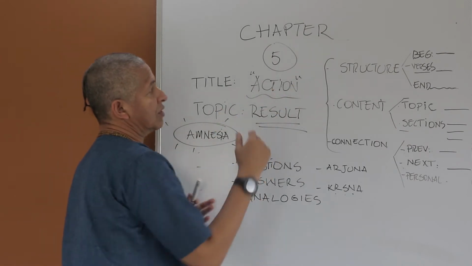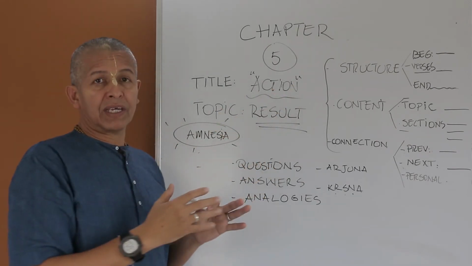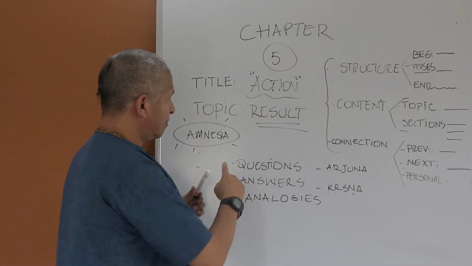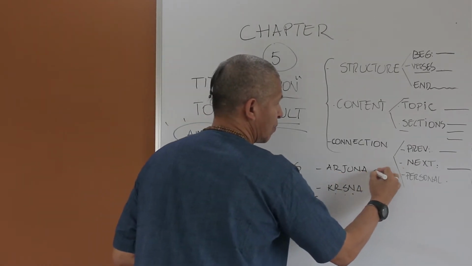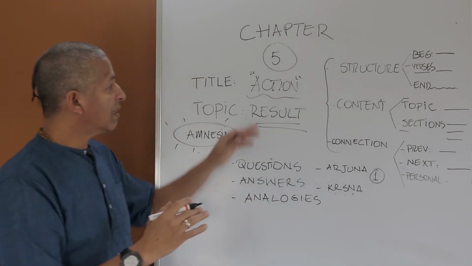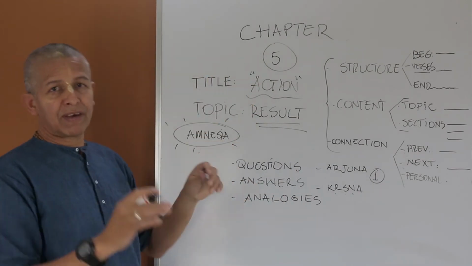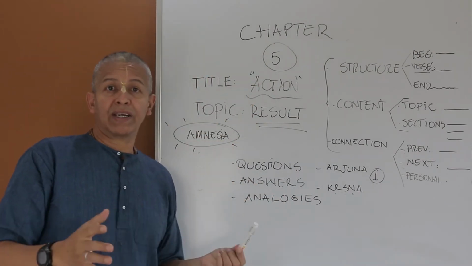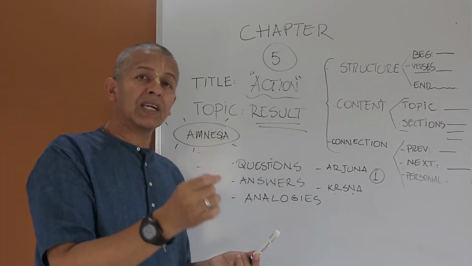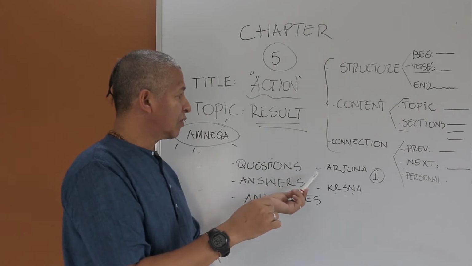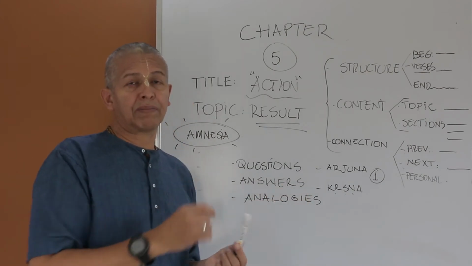So we start with the structure. First of all, what happens in the beginning? Chapter 5 begins with Arjuna's question in text number 1. And why do these 2 chapters, chapter 3 and 5, have a very similar title? One of the reasons is because the question that Arjuna presents in the beginning of chapter 3 is very similar to the one presented in text number 1 of chapter 5.